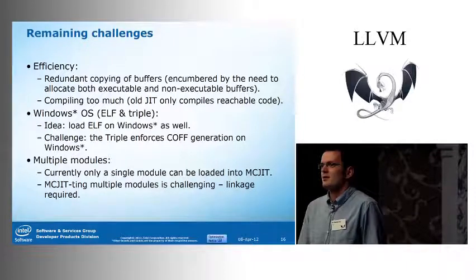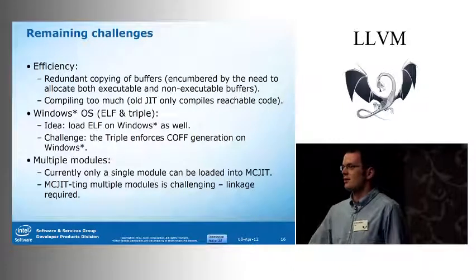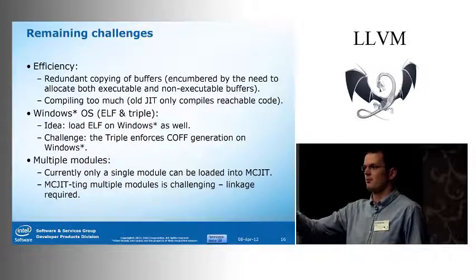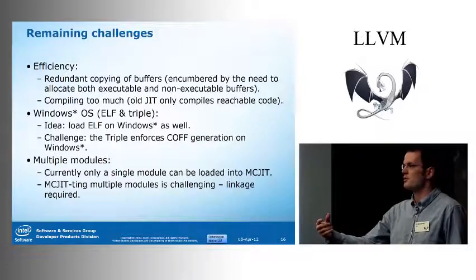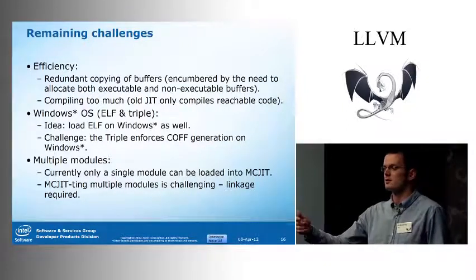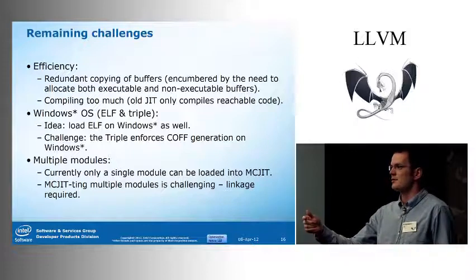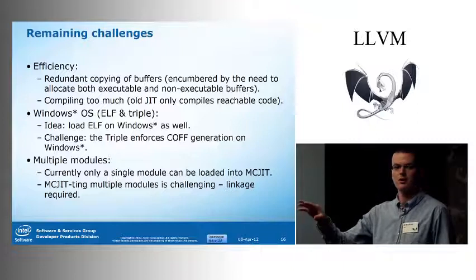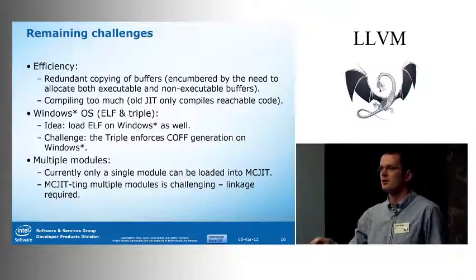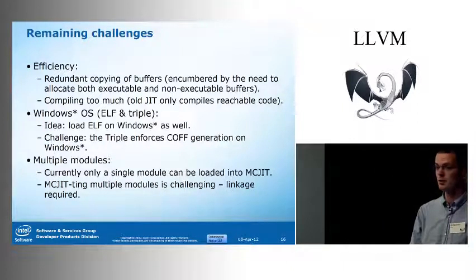It's not easy because MC gives you an ELF just in a buffer, right, like an array. It's read-write. So LLVM actually exposes some OS facilities for allocating RWX chunks of memory or non-executable chunks of memory, stuff like that. This can be improved.